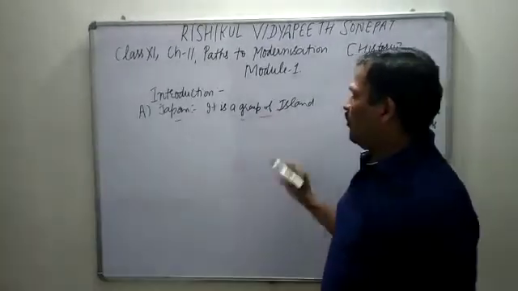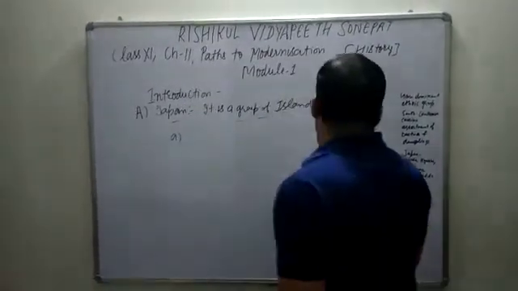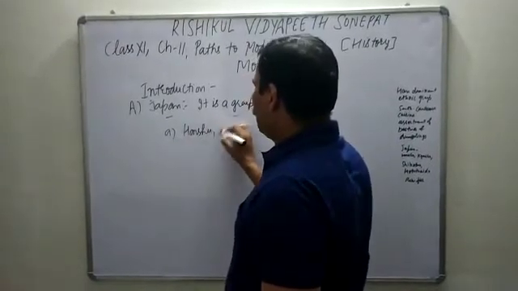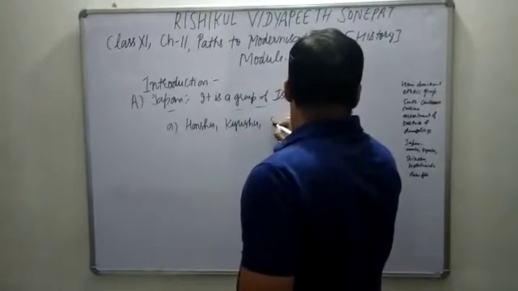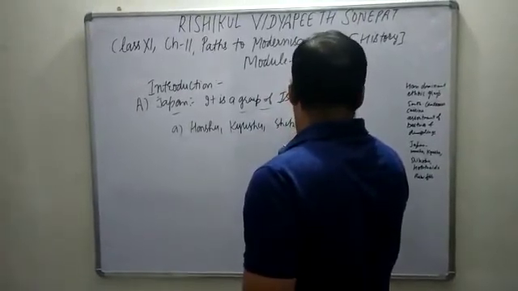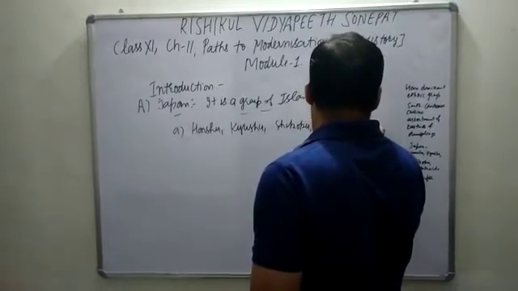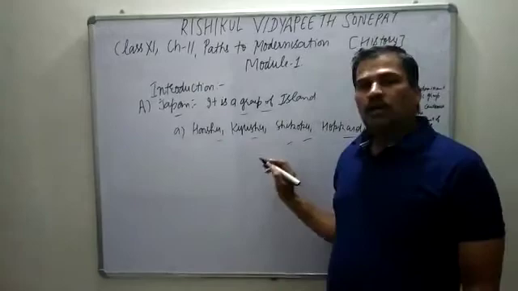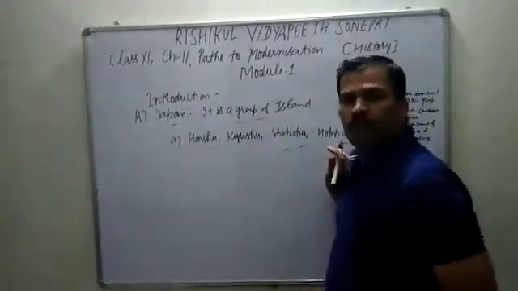Now it is a group of mostly four big islands: Honshu, Kyushu, Shikoku, Hokkaido. These are the four major islands that are part of Japan.